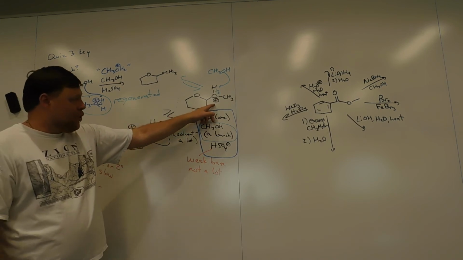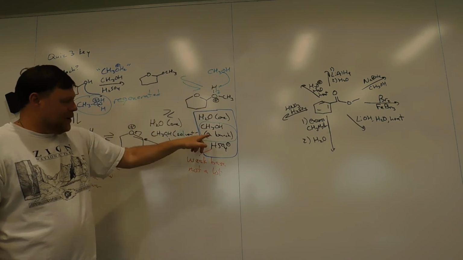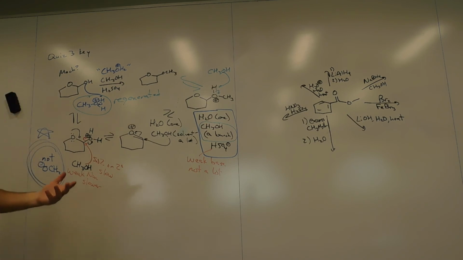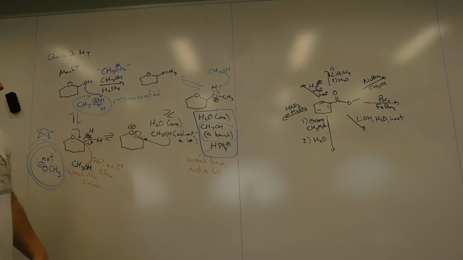We get a protonated acetal, and then one of the many bases around, but almost certainly, almost every time, methanol, which is a weak base and is abundant, is going to take that proton. We get our acetal, we regenerate our acid catalyst. Okay, that was problem number 1.